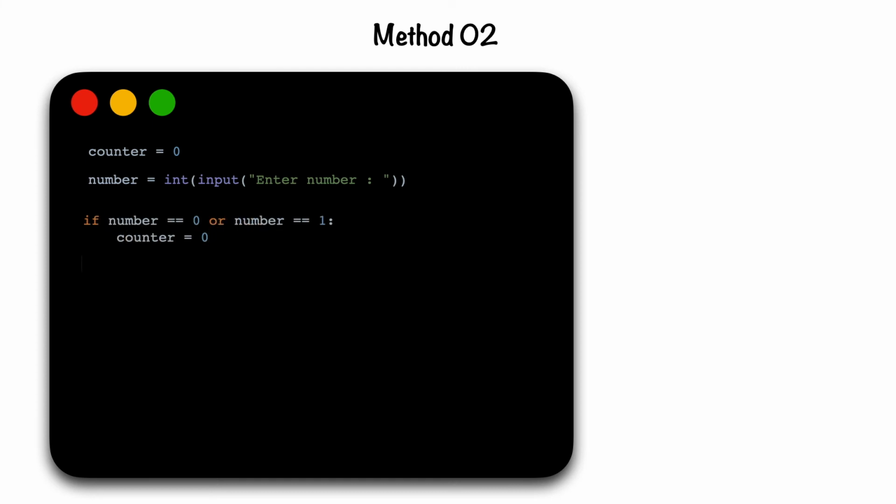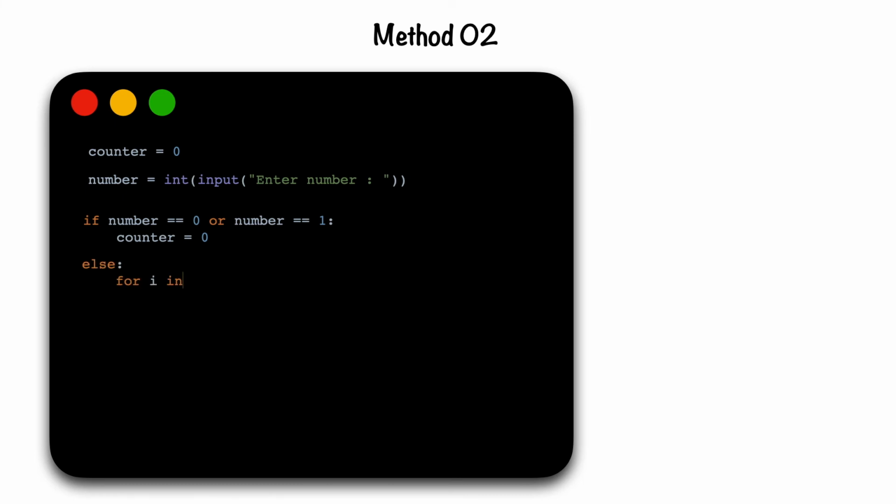Let's see one more approach that will help us find prime and composite numbers using Python. In this approach, we will make use of a counter variable, which will basically store the count of numbers that give the remainder as 0. After that, we will take the user input and store that value into the number variable. Now we will check whether the number entered is 0 or 1. And if yes, then we will set the counter as 0. Otherwise, we will go to the else part.